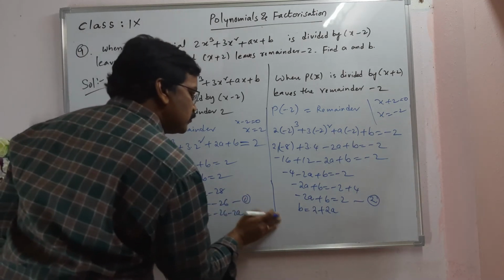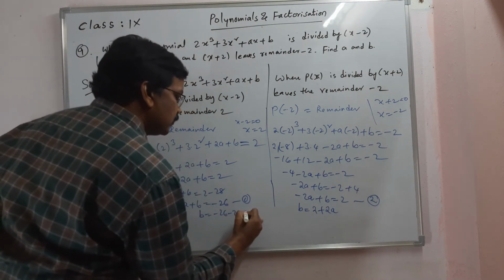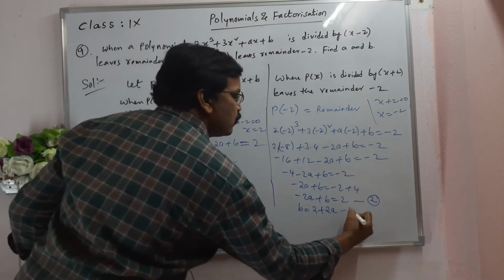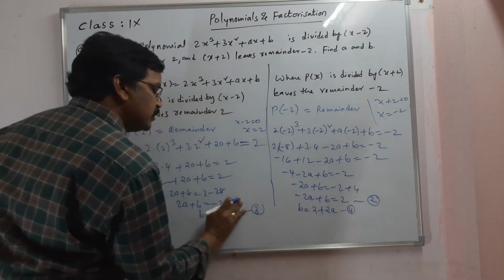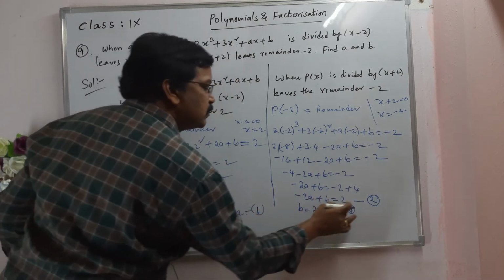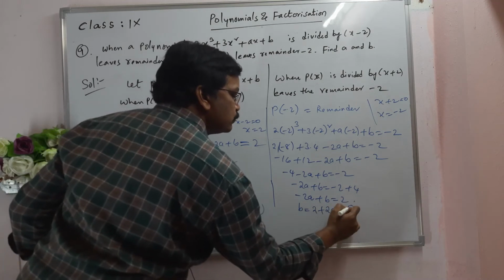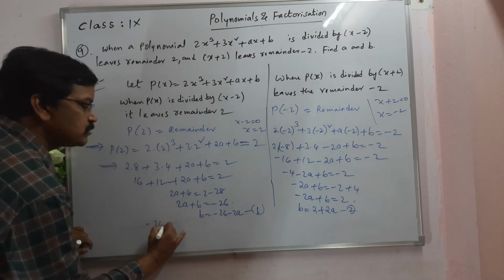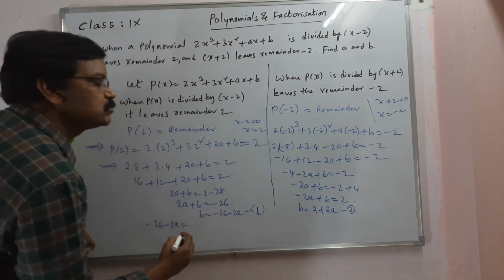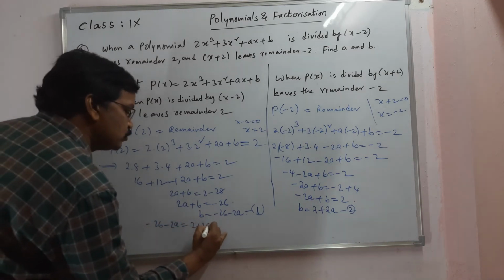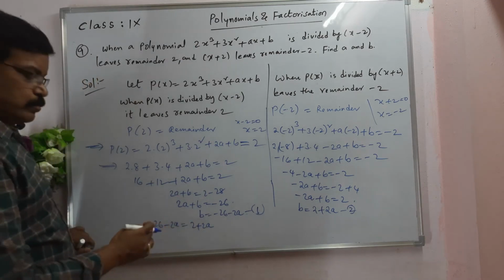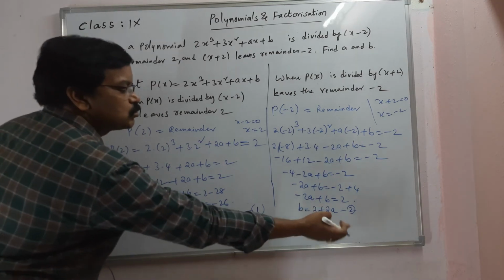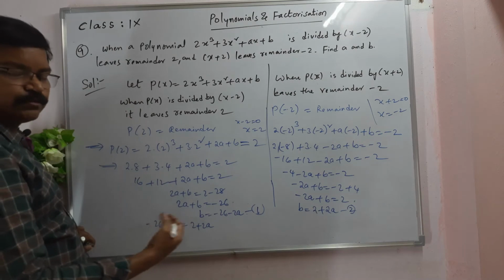So from these two equations, this is 1 and this is 2. From 1 and 2, what do you write? Minus 26 minus 2a is equal to 2 plus 2a. Minus 26 minus 2a, here also 2 plus 2a. Both are the same, no? Both are equal to b.